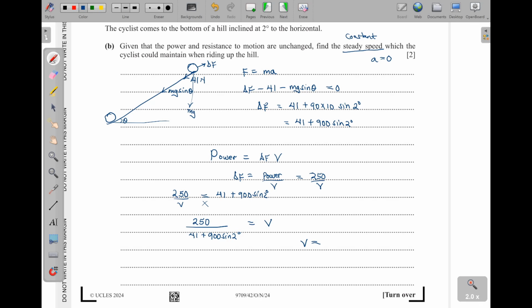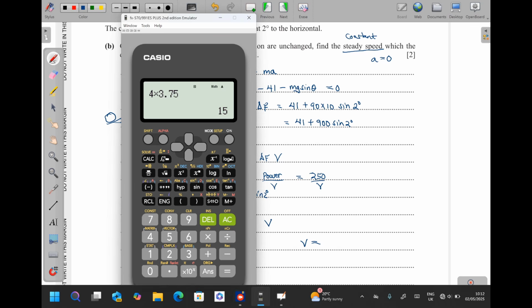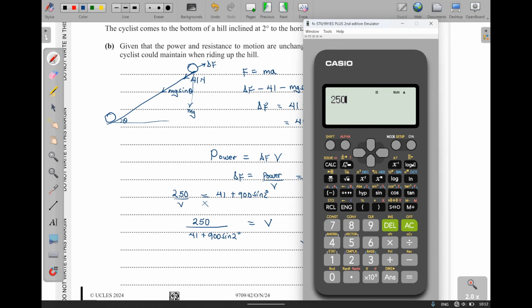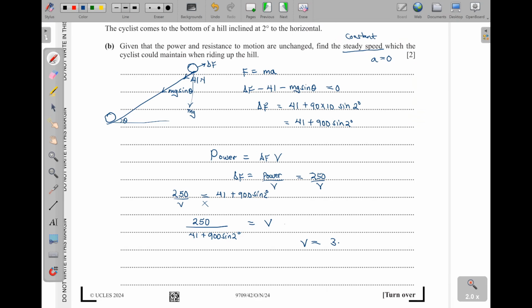So what is that V? You put everything in the calculator. We have 250 divided by 41 plus 900 sine of 2. The calculator must be in degrees. So that is 3.45 meters per second to 3 significant figures, just like that.